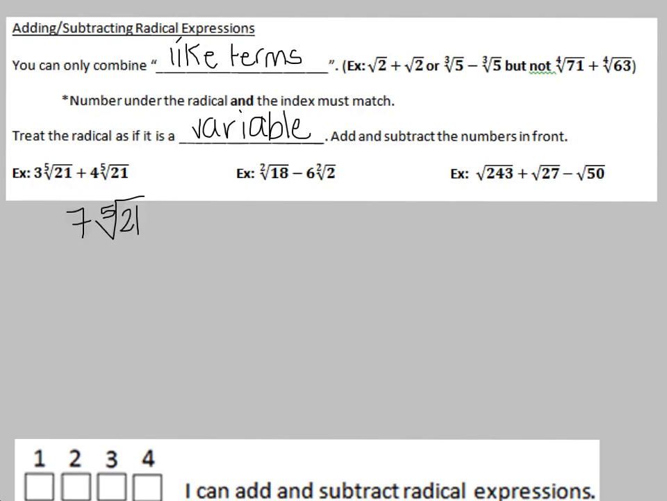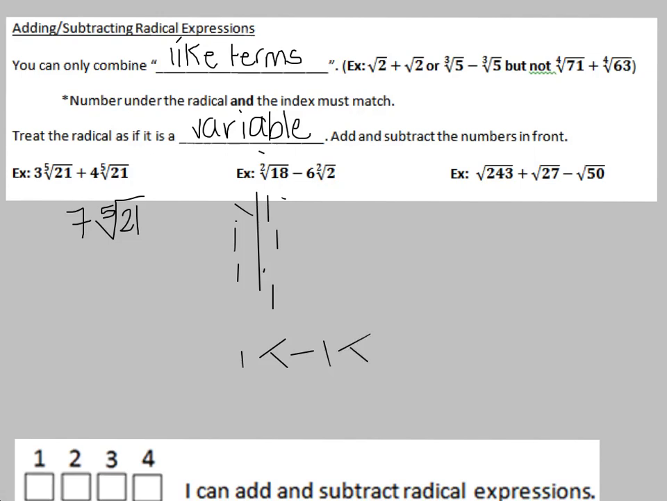In the next example, we don't have the same radicand. So we're going to try to get the same radicand. We see our index is the same, and I'm going to go ahead and break down the square root of 18 to see if it could have a radicand of 2. So using the prime factorization method, I know 2 goes in 9 times, 3 goes in 3 times, and 3 goes in once. So a 3 can come out, so I can rewrite this term as 3 times the square root of 2 minus 6 square roots of 2.